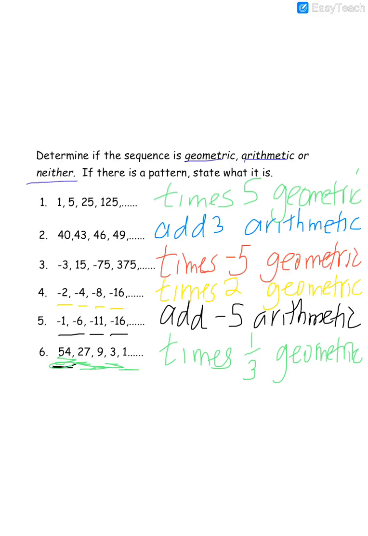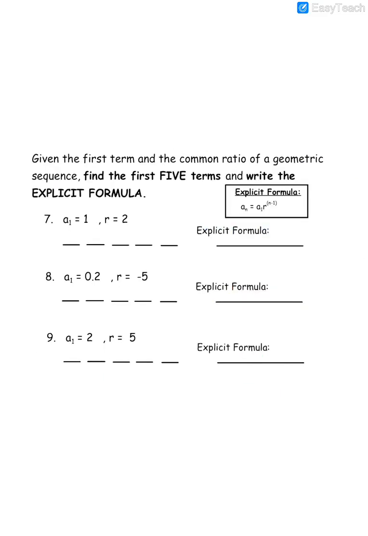Okay, so hopefully you know the difference between geometric and arithmetic and you understand how to do that. These numbers that I have here, the 5, the -5, the 2, and the 1/3, those are considered my R's or my ratios. When I'm adding these numbers over here, adding this and adding that, those are considered my D's or my common difference, as we learned earlier.